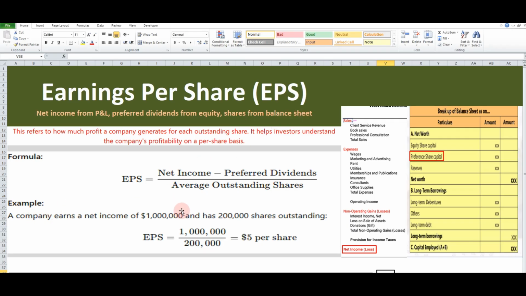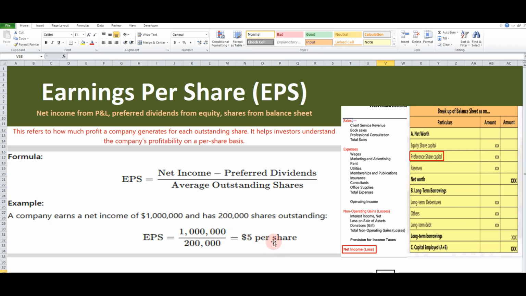For example, a company earns a net income of 1 million and has 2 lakh shares outstanding. 1 million divided by 2 lakh is equal to 5 per share EPS.